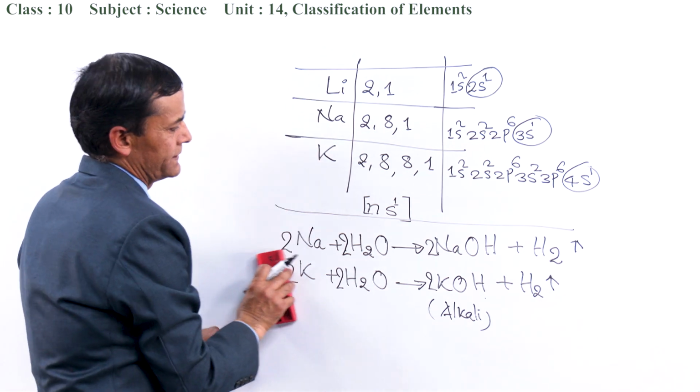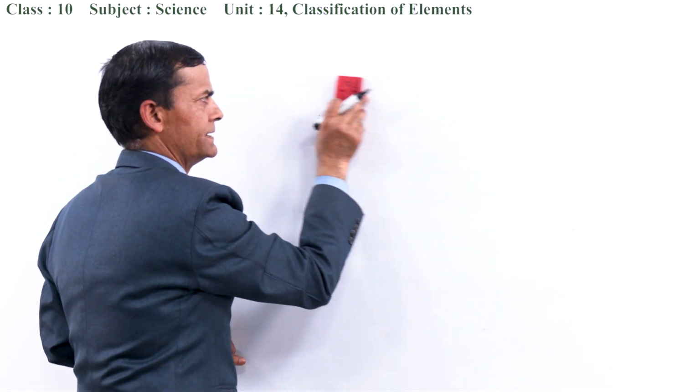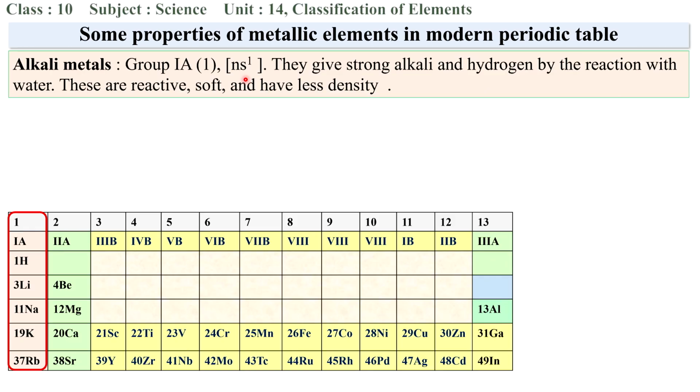That's why this metallic group is called alkali metals. They react vigorously with water and give water soluble alkali. So its electronic configuration, their alkali metal characters and hydrogen are the main features of alkali metals, which we have discussed. These are highly reactive metals, because they have valency 1. They lose how many electrons? 1 electron. And they are soft metals and have less density, isn't it?